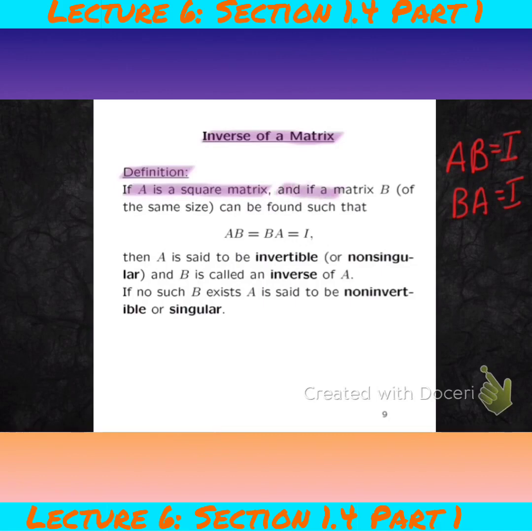So if A is a square matrix and B is a matrix of the same size, in other words also square with the same number of rows and columns, and B has the property that multiplying A with B on the right-hand side is the same as multiplying B with A on the left-hand side, and that is the identity matrix in both cases, then we say A is invertible or non-singular, and B is the inverse of A. If, on the other hand, no such B exists, then A is said to be non-invertible or singular.